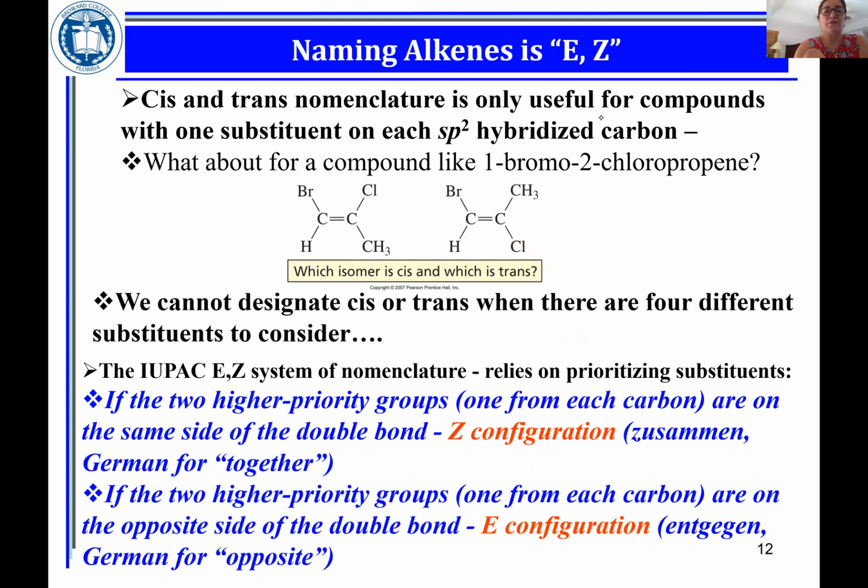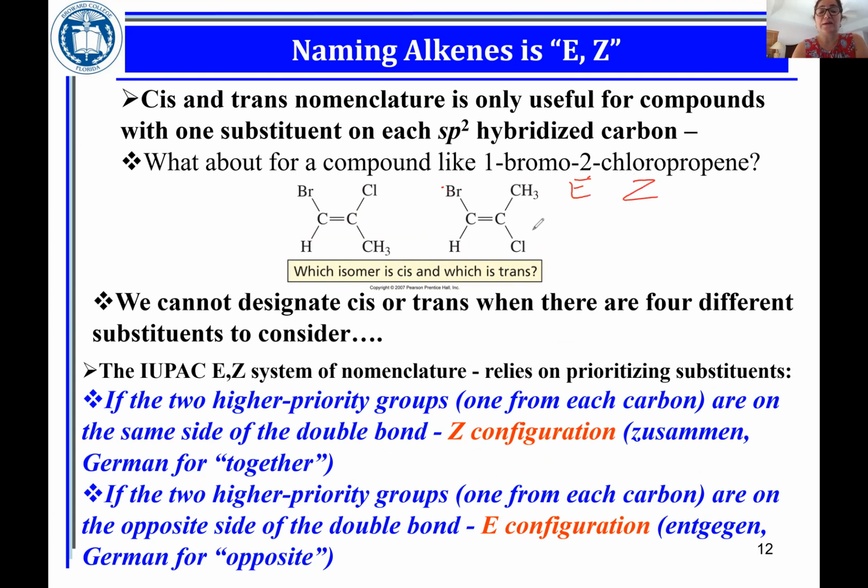So when it comes to E and Z, this is the case where you don't have the same groups. Like if you had here hydrogen and a CH3, you could just name it as cis or trans. But when the groups attached to the 2 carbons are not the same, the term E and Z is used.